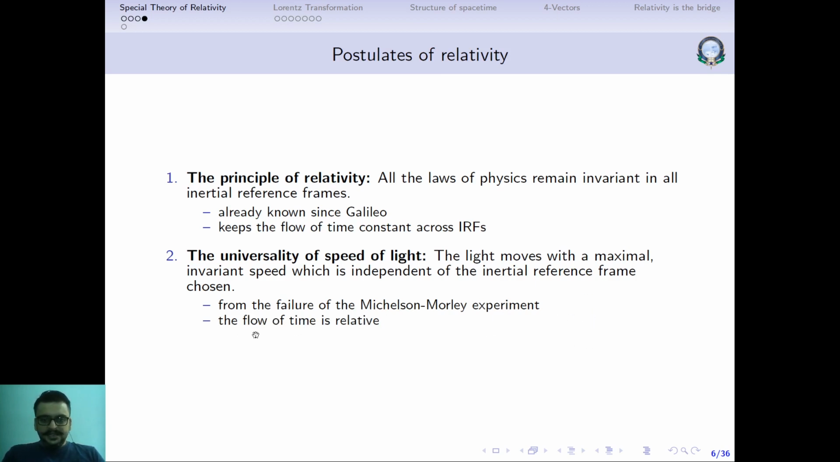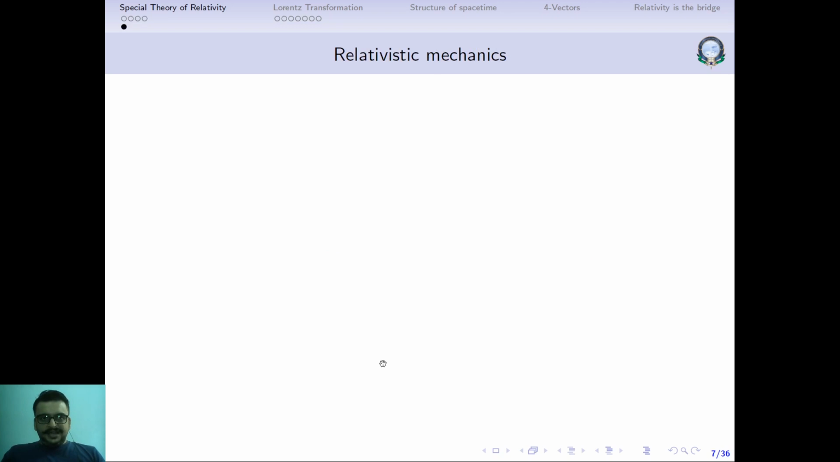And this second postulate demonstrates that the flow of time is relative. The principle of relativity says that the flow of time is constant across all inertial reference frames, but the second postulate actually tells us that the flow of time is relative. How time flows changes from inertial reference frame to inertial reference frame. So now I'll have a quick recap of the relativistic mechanics that we have already studied in your undergraduate courses, just to jog our memory.